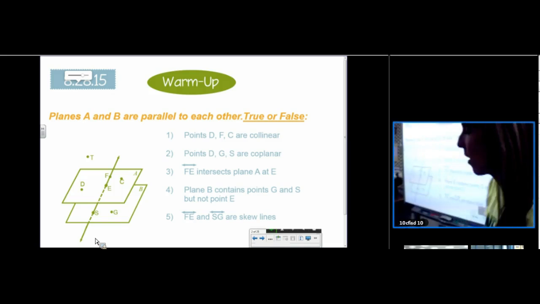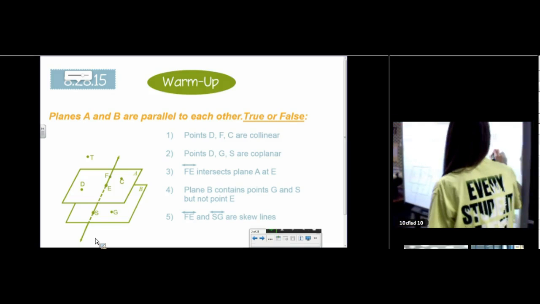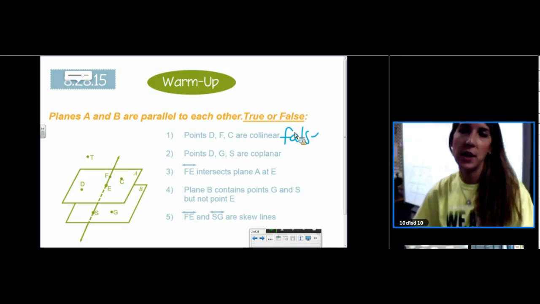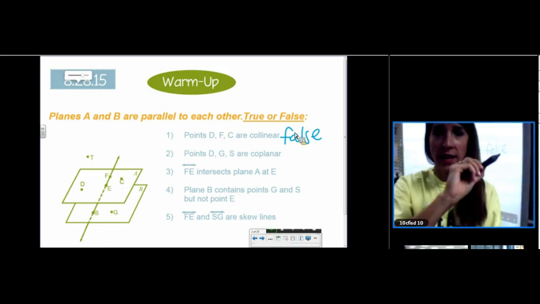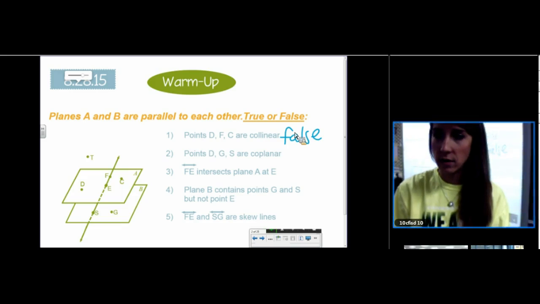False, absolutely false. No question about that. I could not put a straight line through those 3 points. They're not in a row. They're not lined up in a row.